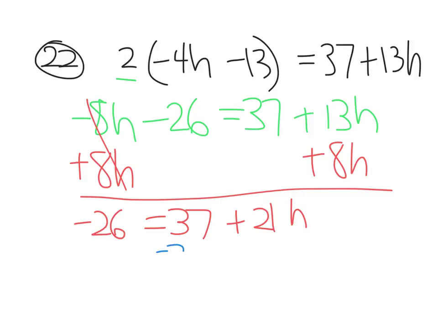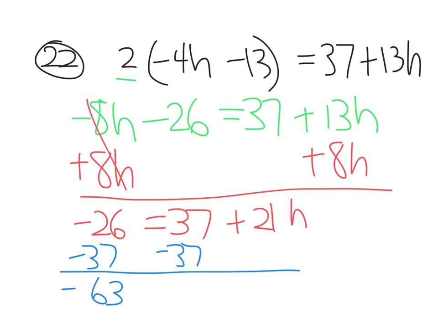So I'm going to subtract 37. And I'm going to be left with negative 63 is equal to 21h. Then I'm going to divide both sides by 21. And what I'm going to be left with is negative 3 is equal to h. And that's it. That's the way you do these problems. Just take them slowly, go step by step, just do your best to follow through on them.